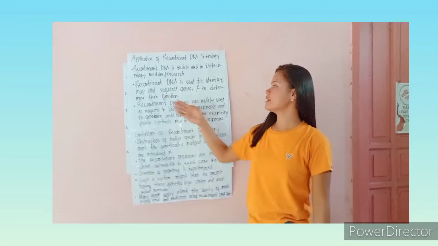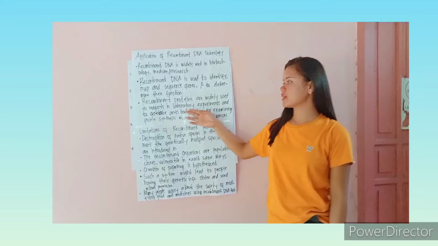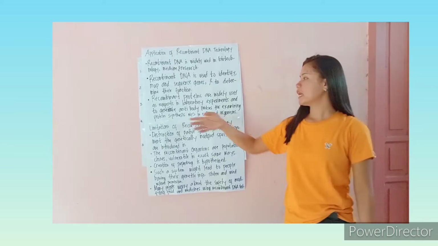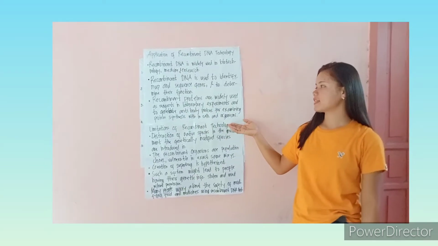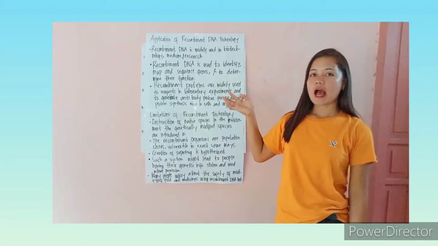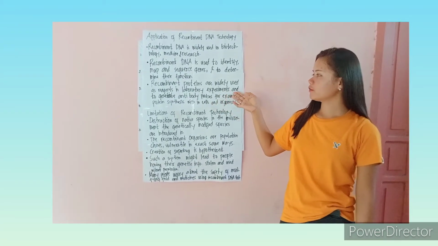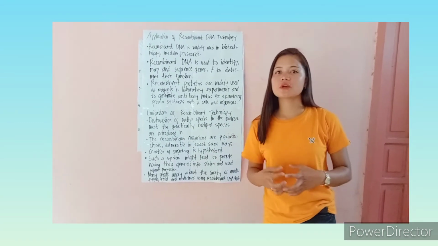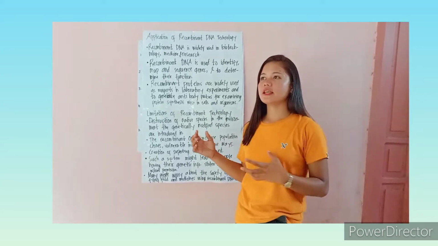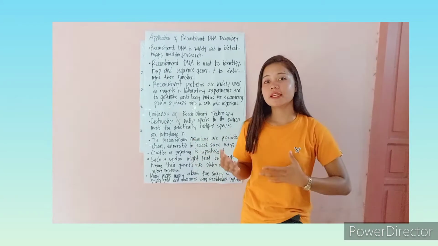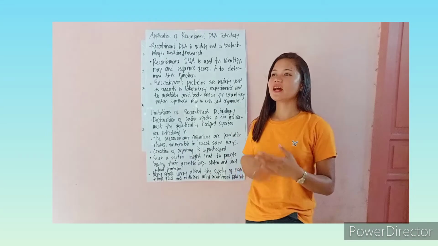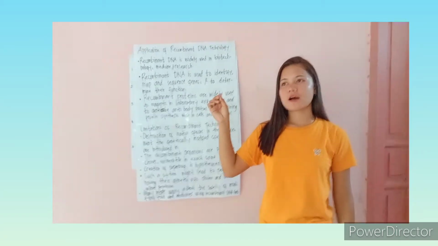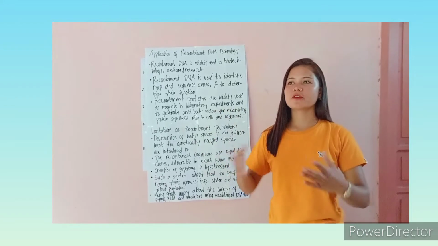Next, recombinant proteins are widely used as reagents in laboratory experiments and to generate antibody probes for examining protein synthesis within cells and organisms. In this application, there are a lot of recombinant proteins which can help, for example, beauty products, which can help us glow, for anti-aging. There are a lot of combinations for that, so that we can come up with a good quality product.